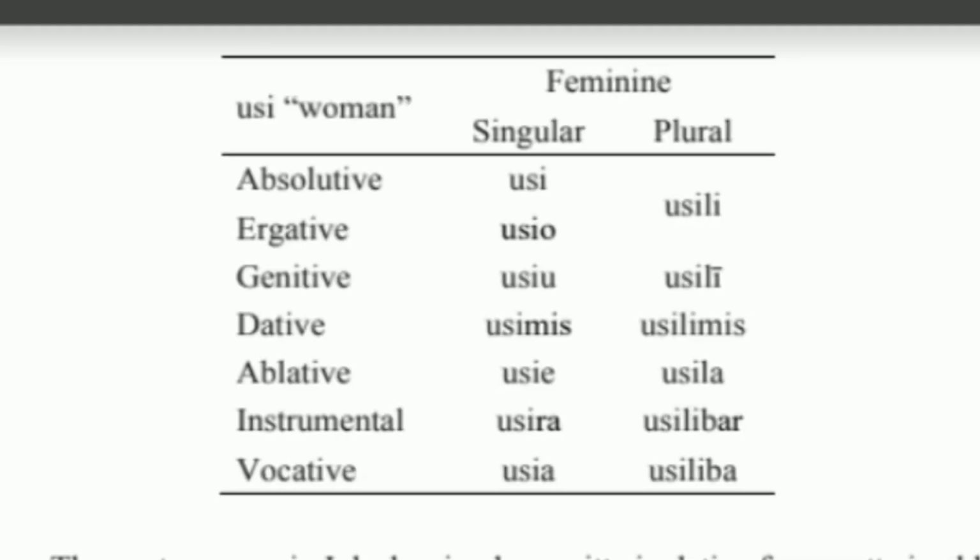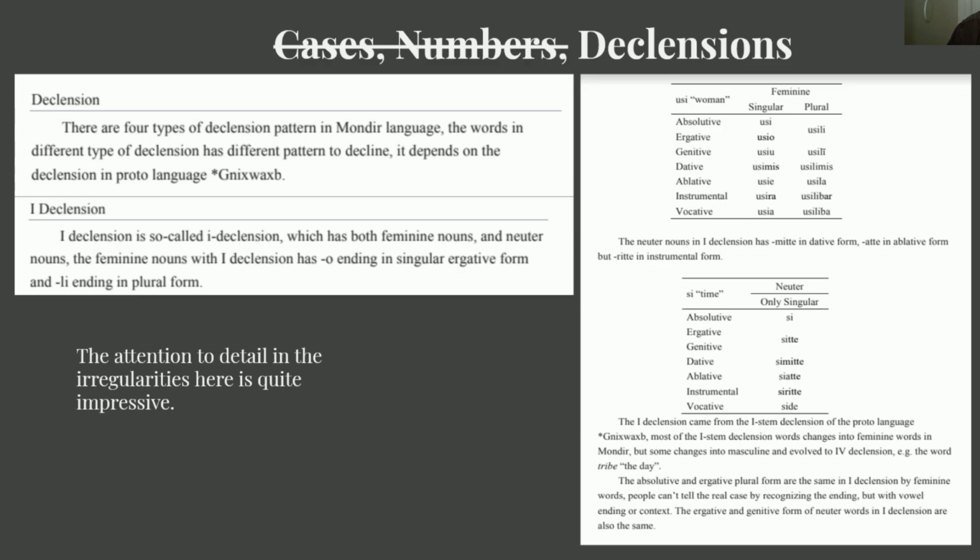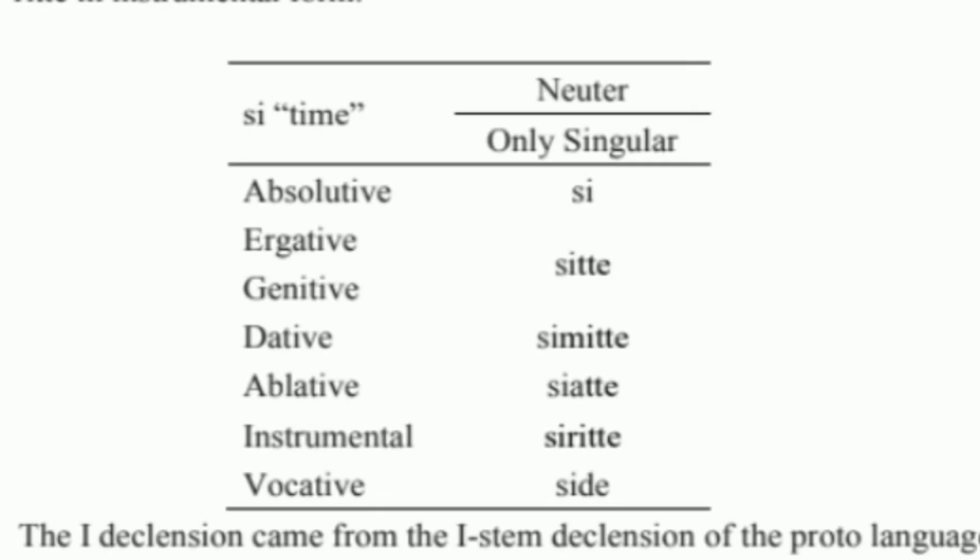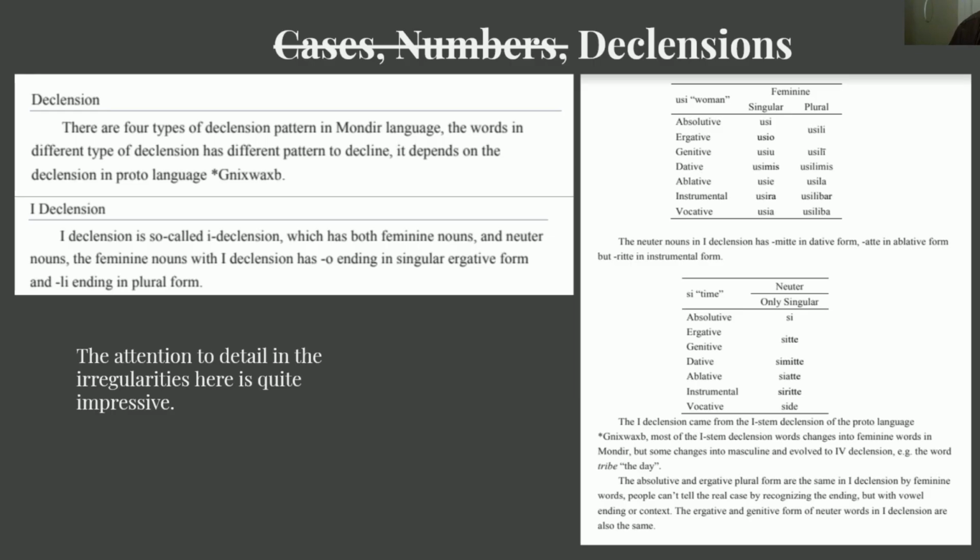Look at these tables. We have usi, which is woman. Usi, usio, usiu, usimis, usie, usira, usia. And then its plural forms, usili, usilimis, usila, usilibar, usiliba. And the neuter nouns in the first declension are mite in the dative form, ate in the ablative form, but rite in the instrumental form. Wild. I love that.